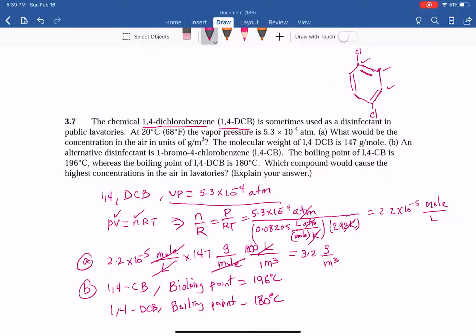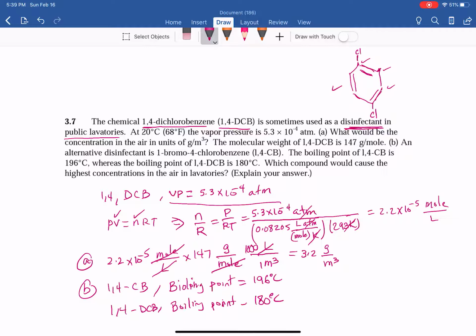So this is 1,4-dichlorobenzene. It is sometimes used as a disinfectant. Of course, we clean up with it. It will kill all the microbial life in public lavatories, in public bathrooms. They clean up everything in public bathrooms to make sure that all the microbial life is killed.